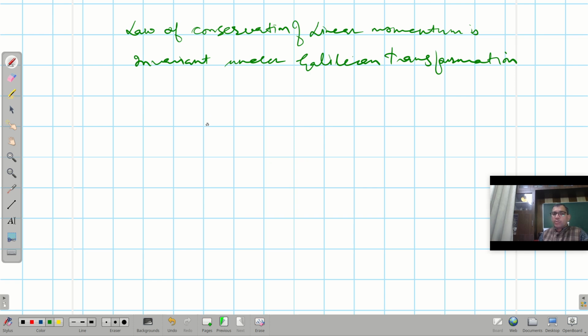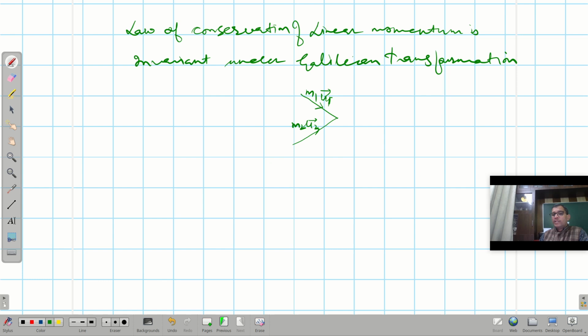So let me talk about it first of all. What is the law of conservation of linear momentum? Suppose there is one object moving with the velocity u1, and there is another object moving with the velocity u2, and say its mass will be m1 and its mass will be m2. So its momentum will be this one.